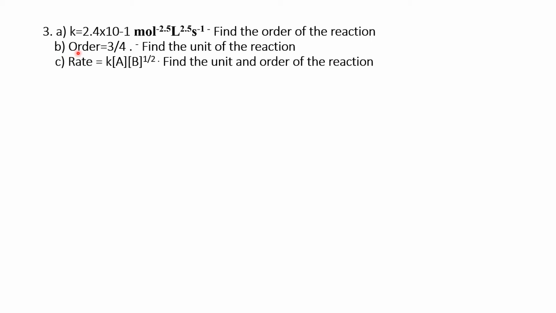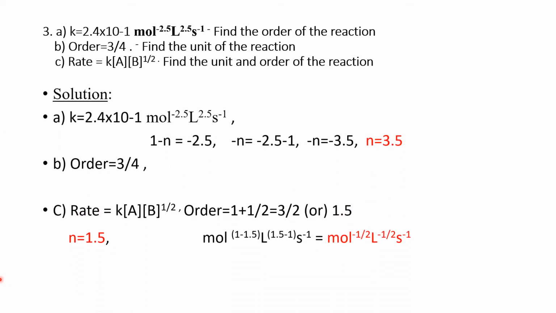And second question, order 3 by 4. Find the unit for the reaction. Third question, rate is given. We need to find the unit and the order of the reaction. So why I mentioned this in bold, it should be as a unit. So you have to check that carefully. That's why, this is a simple trick which you need to know.